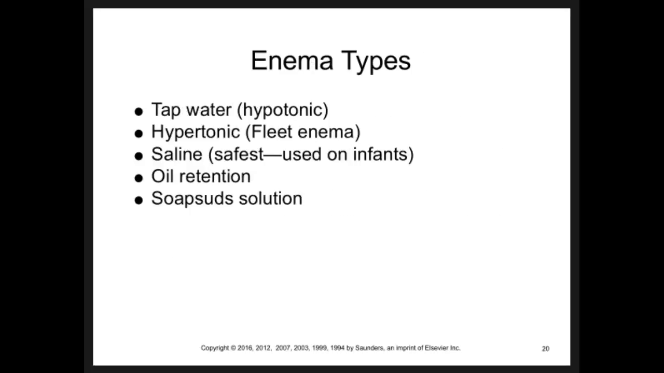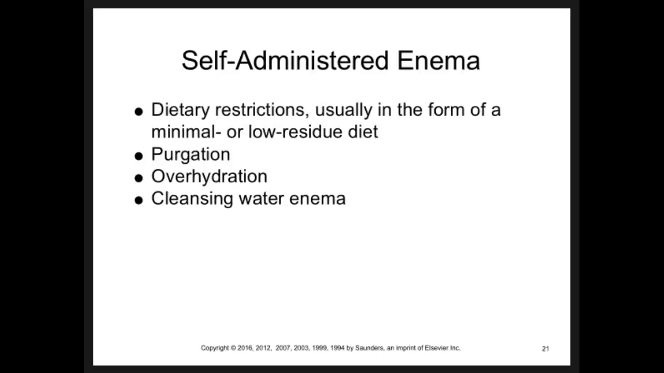So these are the different types of cleansing enemas. Pages 350 to 352 have very good outlines of how to administer a cleansing enema. There's a good explanation of how to insert the tip for the enemas as well. On pages 252 and 253, there are inpatient and outpatient preparation examples. Please read those and understand those. They will be on your quizzes and your final exam.